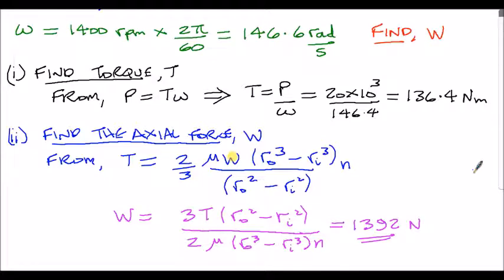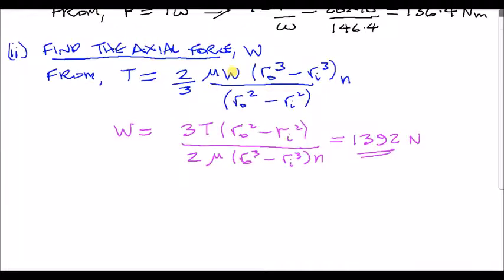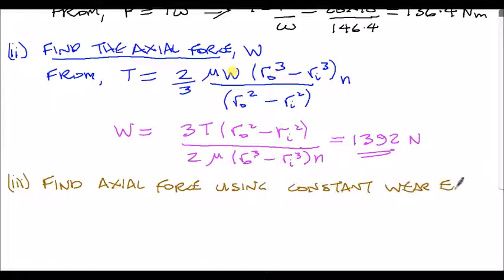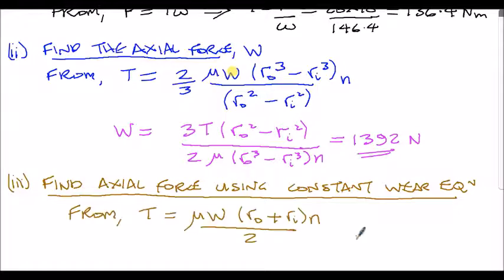They want us also to do the same for the constant wear. What would the axial force be if the clutch was under the constant wear assumption? So let's have a go again. Same kind of thing. We just have to pick up the next equation. Find the axial force using the constant wear equation. Okay, so we need to get the appropriate torque equation. We're going to transpose it again for W. Do you want to have a go, see if you can transpose that for W?